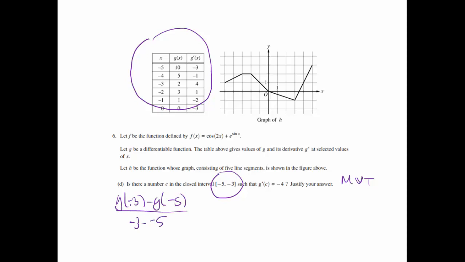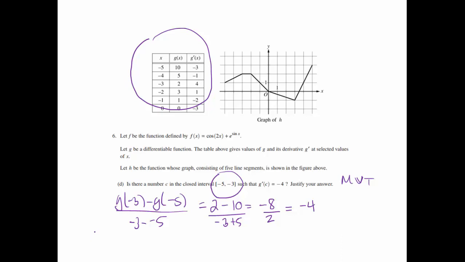If I look up g of negative 3, I get g of negative 3 is 2 minus g of negative 5 is 10, over negative 3 minus negative 5. That's going to turn into plus 5. That's going to give me negative 8 over 2, which does equal, and I can put equals between because these are all equal statements, negative 4. So I have just found that the average rate of change is negative 4, so we know by the mean value theorem that it is also that. So we've got to set up our conditions.